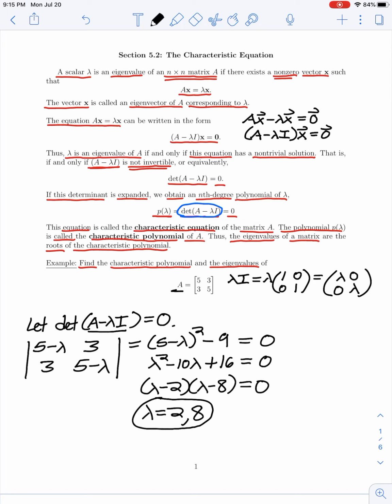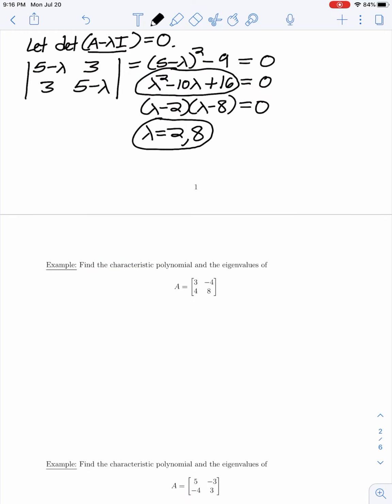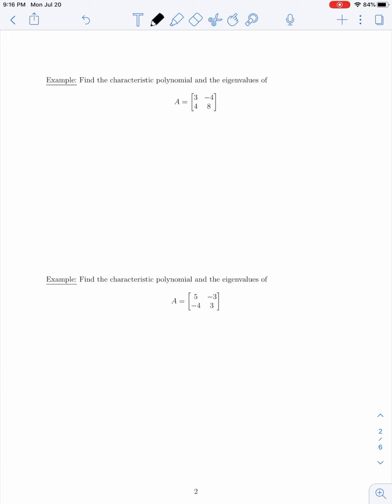So for this problem, we found our eigenvalues. Now part of the question asked for the characteristic polynomial, which in simplified form would be the polynomial shown here, this quadratic. So let's look at some other examples. This next one is the exact same sort of problem. Find the characteristic polynomial and the eigenvalues of this matrix.